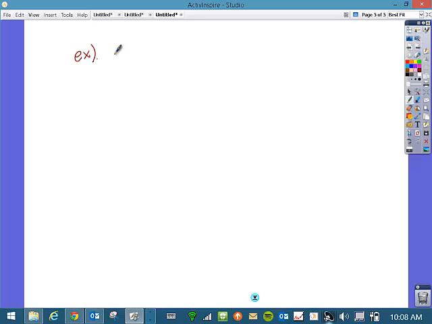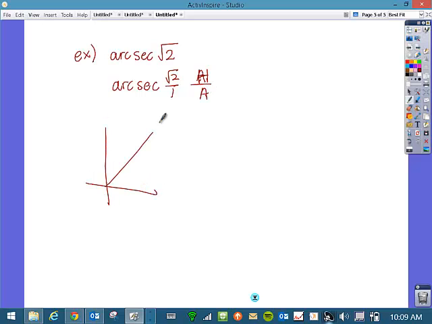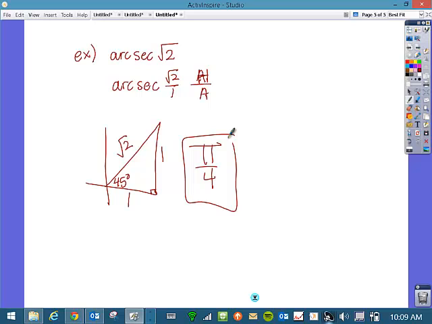Next one, arcsecant of √2. So remember that this is the same thing as arcsecant of √2 over 1. So this is your hypotenuse over adjacent. It's the reciprocal of cosine. Cosine is positive. We're going to put it in the first quadrant. Your hypotenuse is √2. Adjacent is 1, making this 1 because it's a 45, 45, 90 triangle. And so in radians, this is pi over 4.